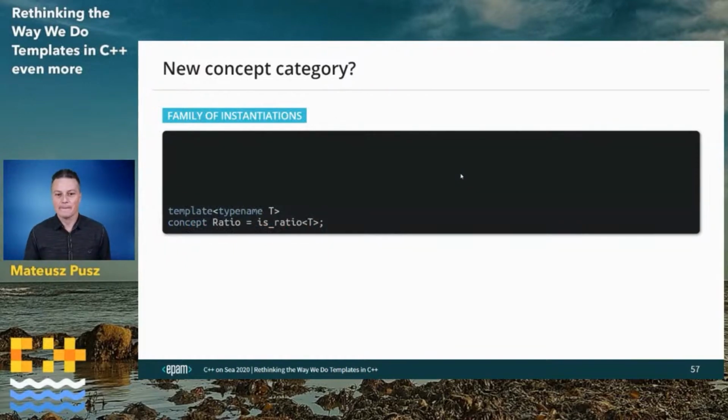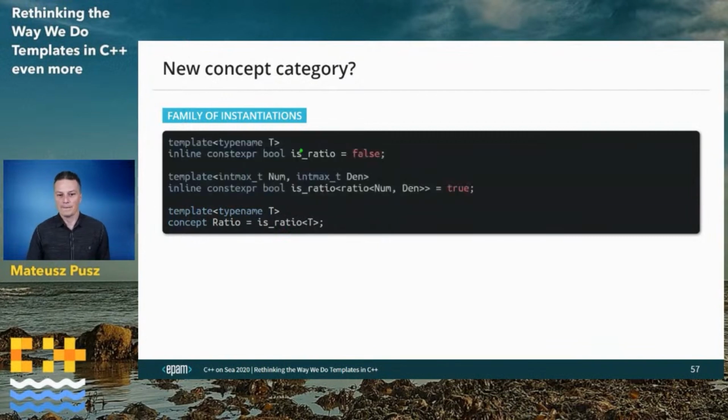So I would say that maybe there is one more concept category. I call it a family of instantiations, for example. And we have, for example, ratio as a concept. And we say this is satisfied by everything that's a ratio. And we can define ratio as, by default, this is false. And if it's actually an instantiation of ratio, then it's true. And this is our ratio concept.